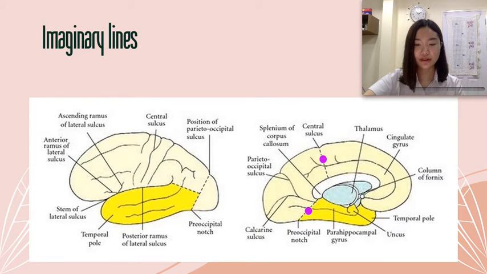Okay, so next, I'm going to be talking about the imaginary lines, but now in the medial aspect of the brain. We can see this is a comparison of the lateral to the medial. So for the imaginary lines of the medial, one is from the central sulcus, and the other line is from the preoccipital notch.